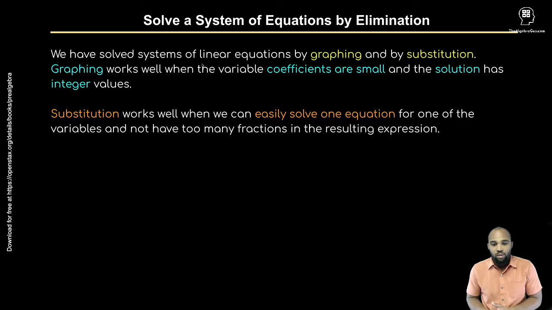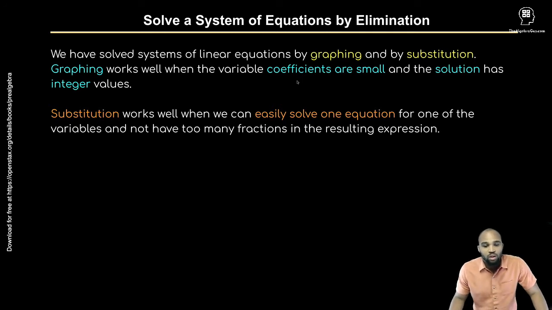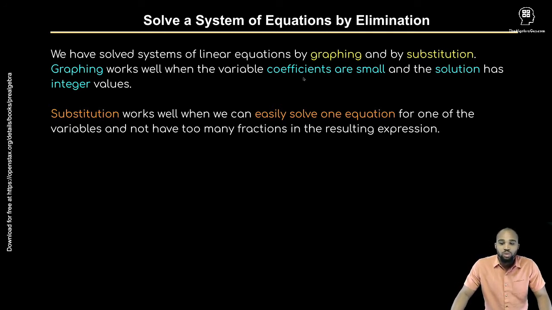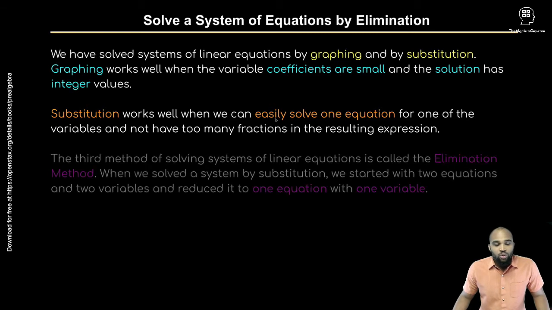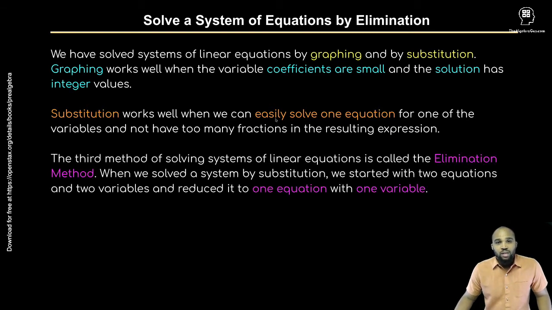We have solved systems by graphing and substitution. Graphing works well when the coefficients are small and the solution has integer values. Substitution works well when it's easy to solve for one variable, and we noticed that's when you have a 1 in front of the variable or something small. But when you don't, elimination is ideal. Some prefer to just use elimination for that reason and go straight to the problem that they can solve.